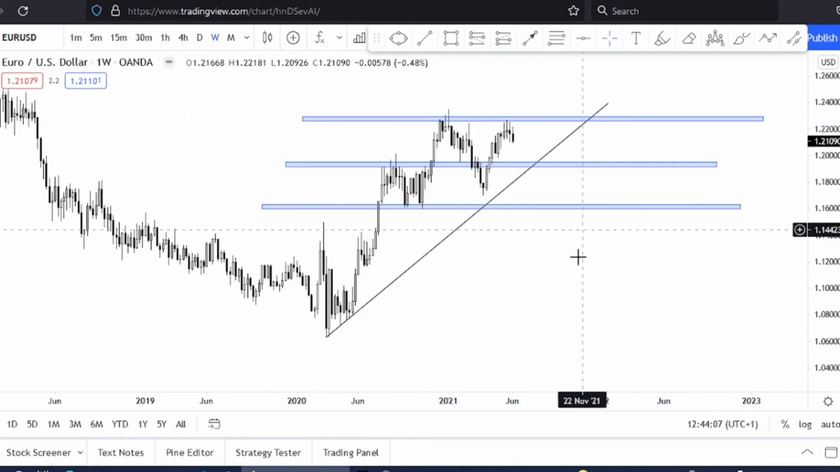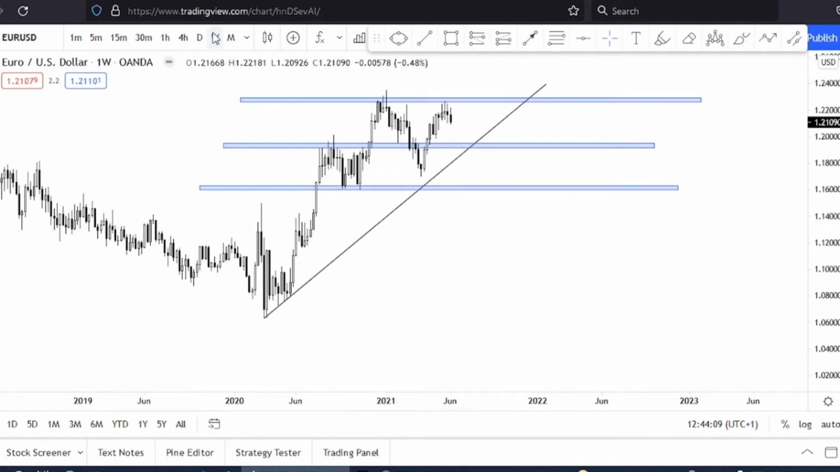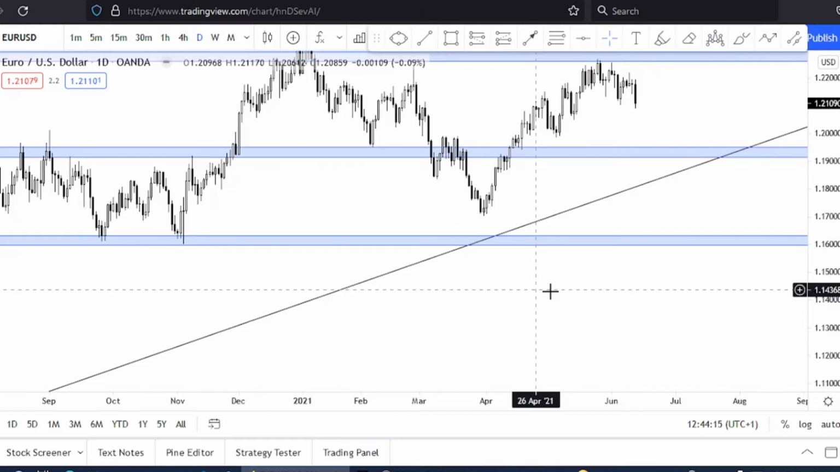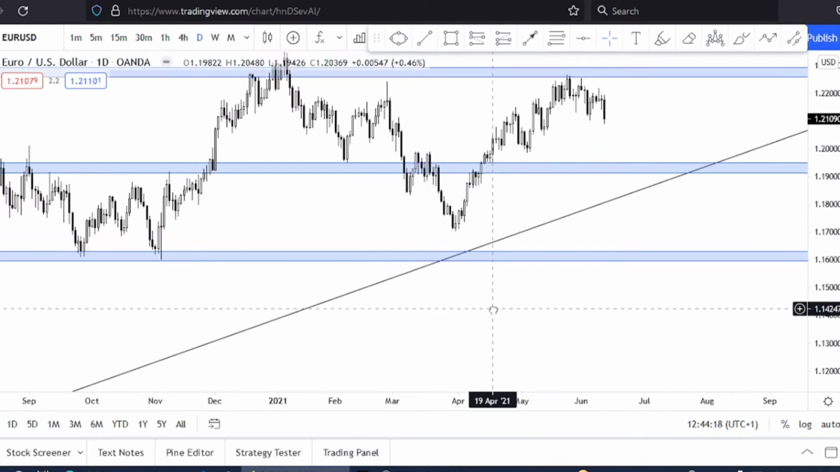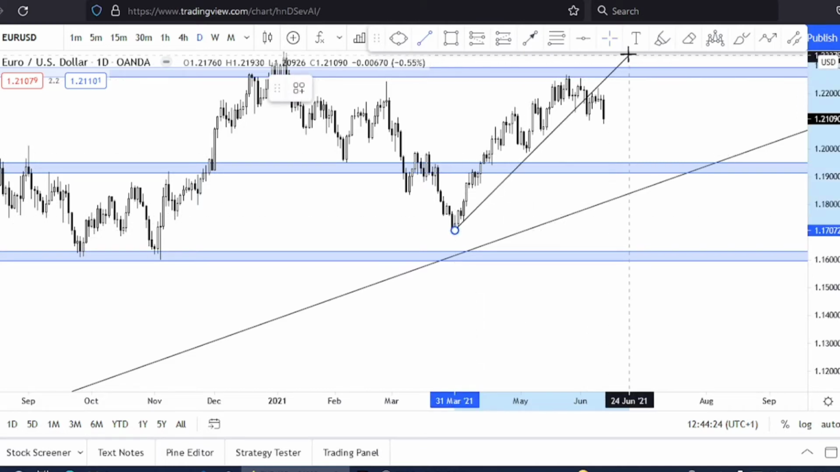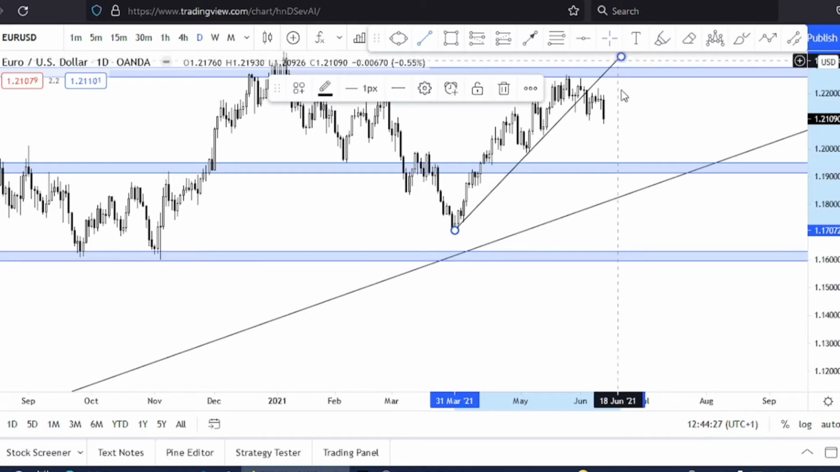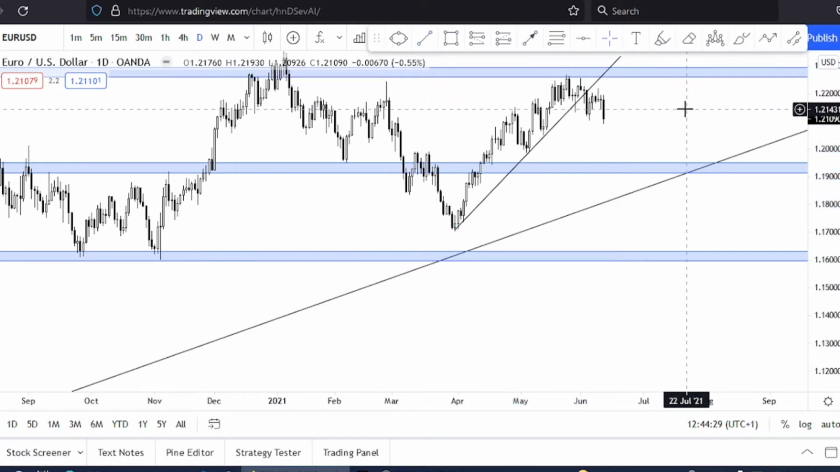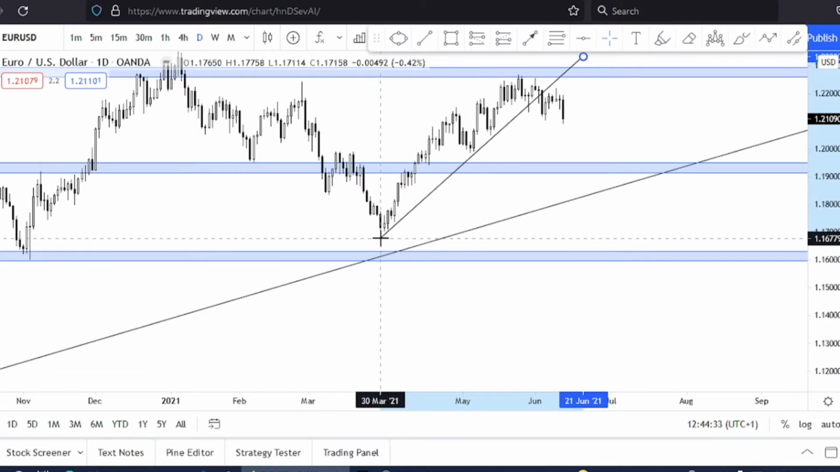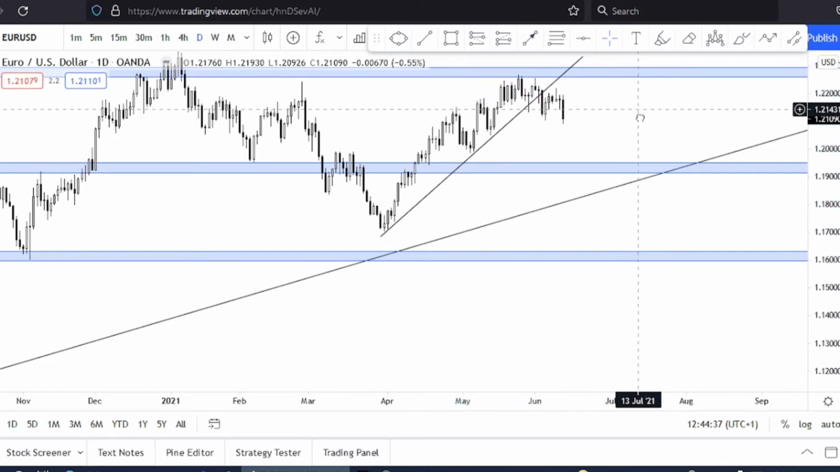All right, so let's move to the daily time frame. Let's draw our trend line, which has already been broken before. I think that's basically what we can see. When we get to the 4 hour, we'll be able to draw other levels as well.